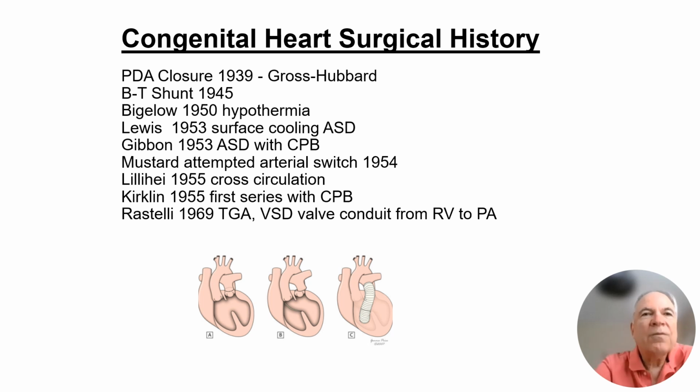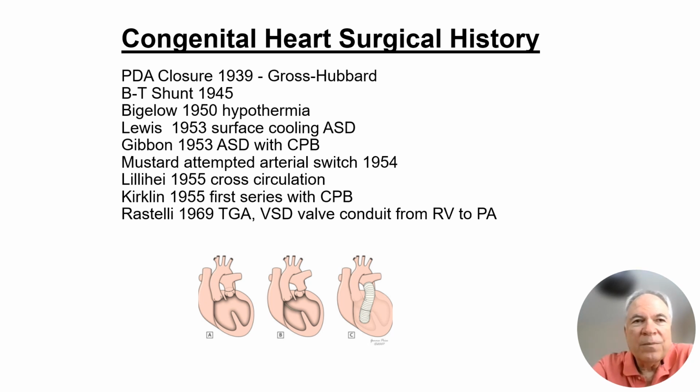Of course, Gibbon did the first successful bypass, 1953, May 6th, closed an ASD. It was a very difficult case, and the patient almost died, and he lost the other three cases that he did. The other three patients that he did died, so he stopped doing heart surgery. So if you get a chance to read about that operation, it's really amazing.